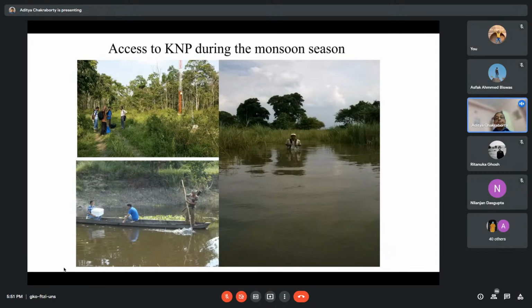Now, this is just to show you how difficult, in what challenging environment, we generally work. The left figure shows the tower in Kaziranga, and the other 2 figures show that particularly during the monsoon time, water inundation is a very common problem in this forest, and it becomes very difficult.